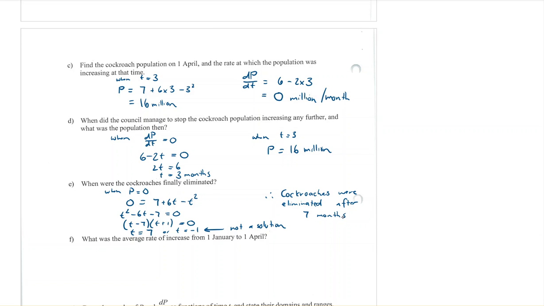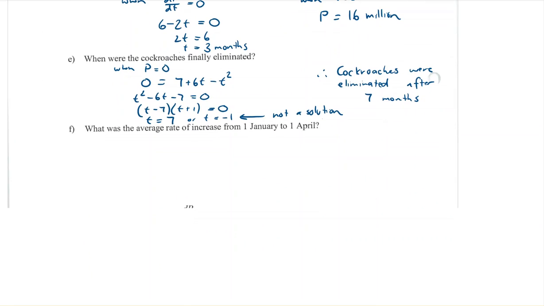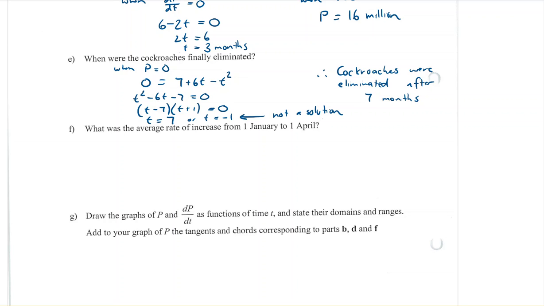Okay, so that t equals 7. F. What was the average rate of increase? See those words? Average rate of increase. We've talked about that at the theory part at the beginning. Not the instantaneous rate, the average rate, which means I want the gradient between the 2 points.